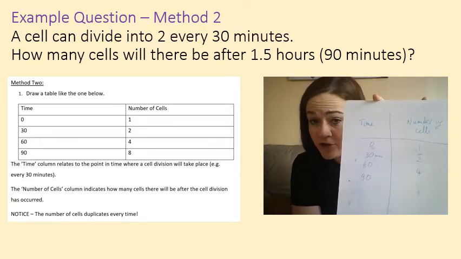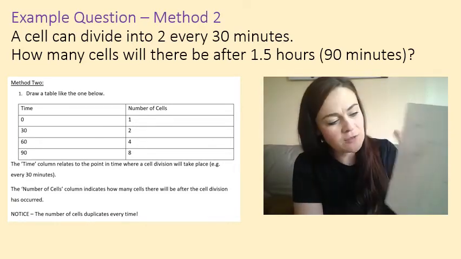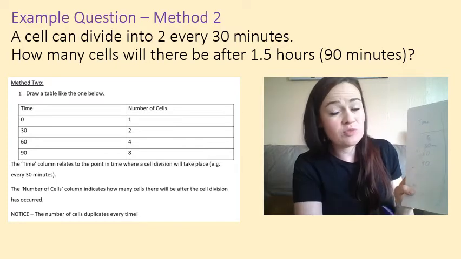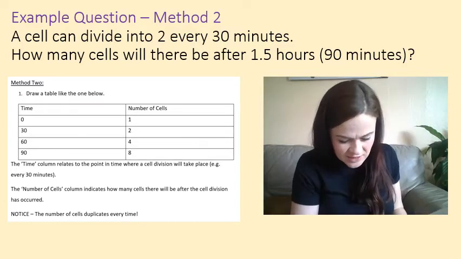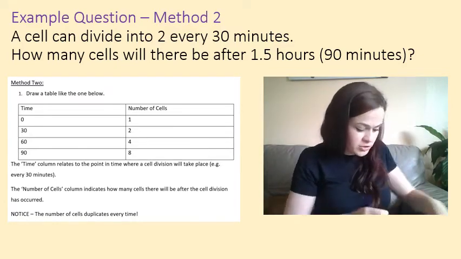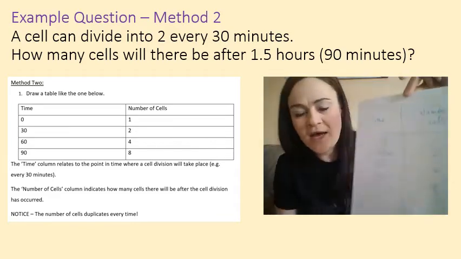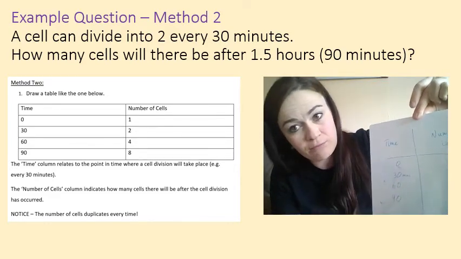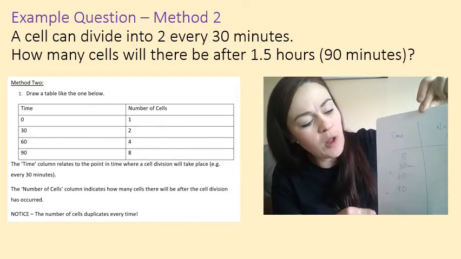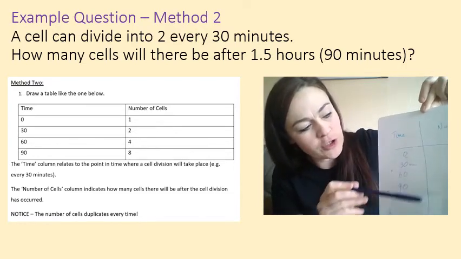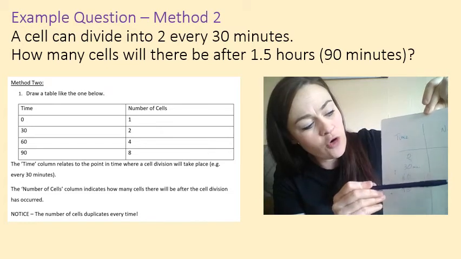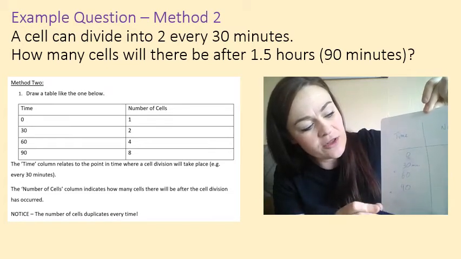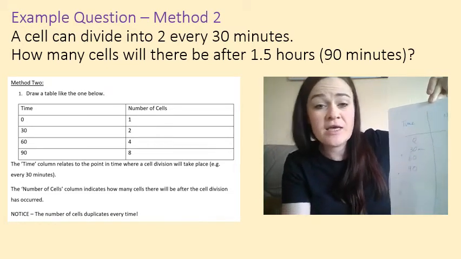Then after another 30 minutes, we're going to have another round of cell division. Each one of those 4 cells will divide to become 8 cells. Now you'll notice that the number of cells are doubling every time, okay? And it would keep following that pattern if we left it for longer. So it would go 2, 4, 8, 16, 32, 64. It keeps going like that.